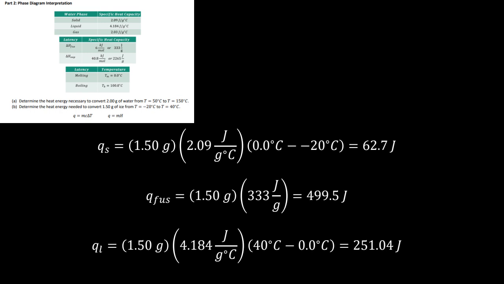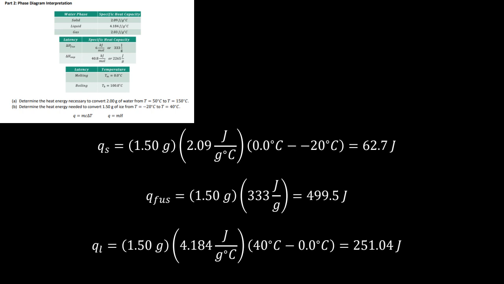What we see here is that we have a temperature that's starting below the melting point, and then we have a final temperature that's above the melting point. So we're actually going from the solid phase into the liquid phase. So once again, we're going to need to break up our total heat energy into multiple calculations.